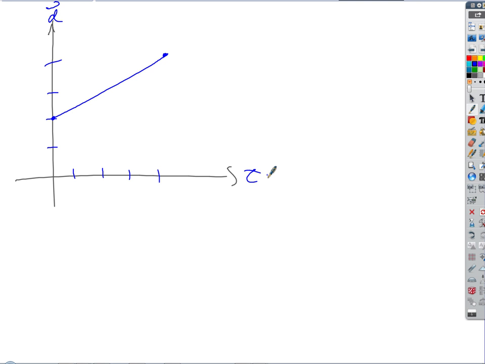Okay, so then you can already see that my slope is, if I were to draw a slope triangle, my rise is 2 meters, right? My change in position is 2 meters. My run is 4 seconds. So my slope is 1/2, right? Everybody agree? 2/4?